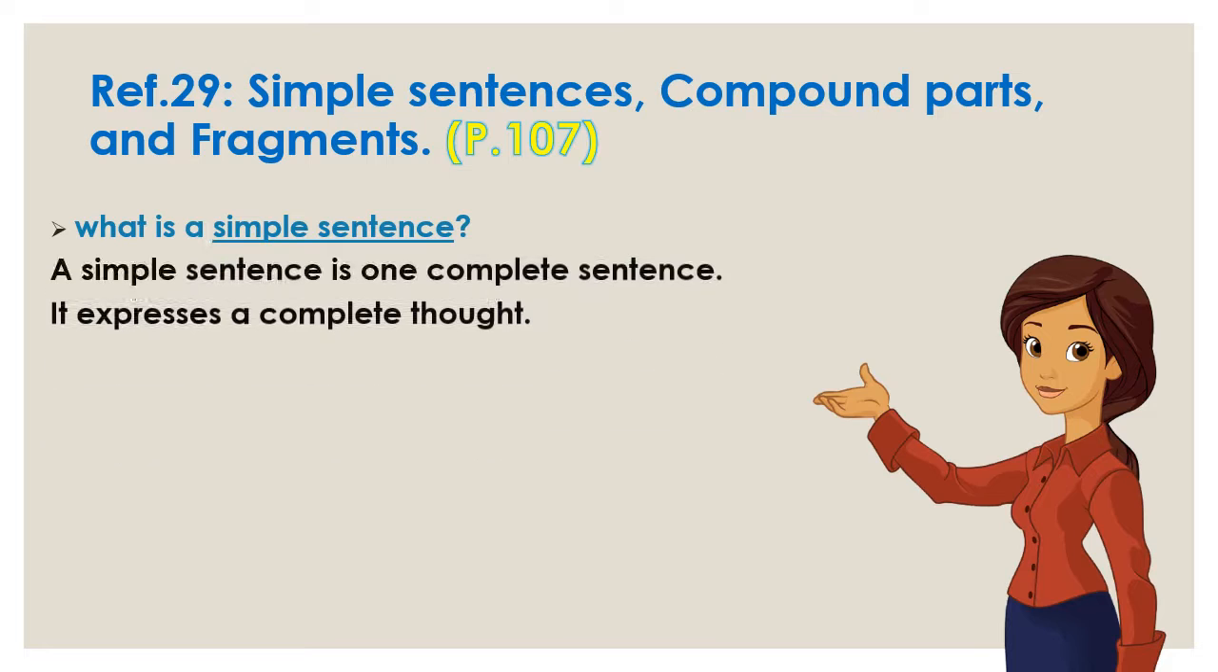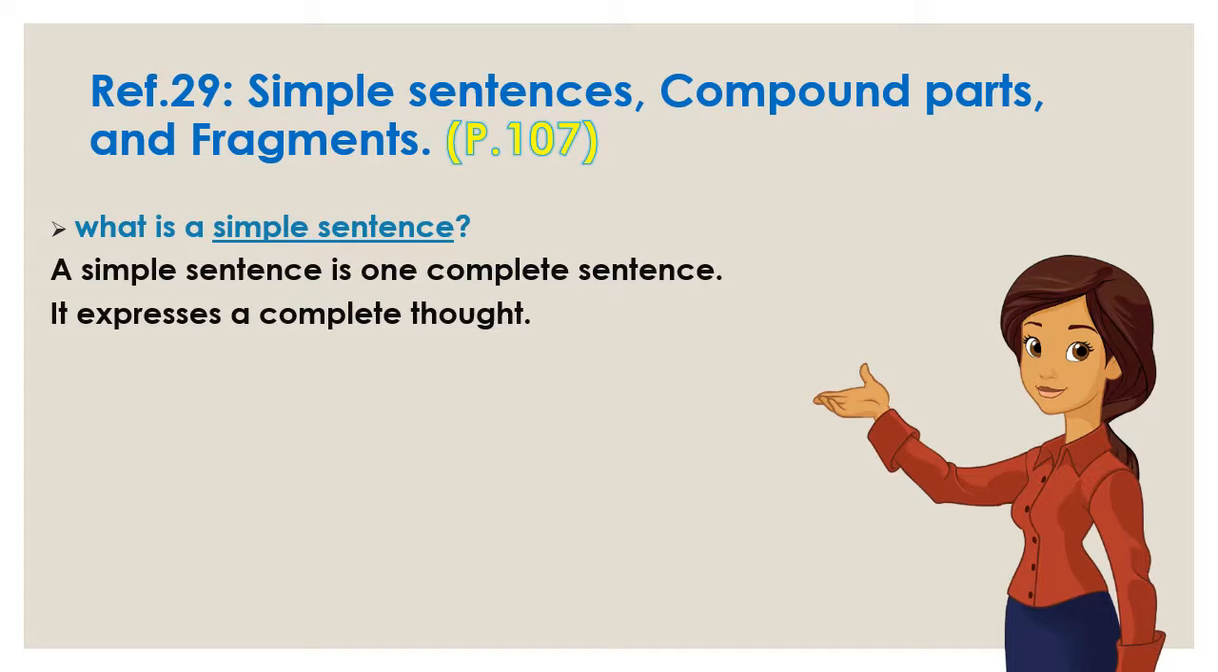Okay. So, a simple sentence is one complete sentence. It expresses a complete thought. So, what does it do? What is a simple sentence? It is one complete sentence. So, it has a subject, it has a verb, it has an end mark, okay? It has a capital letter at the beginning. So, it has all these things with it. That's why it's going to be a complete sentence.